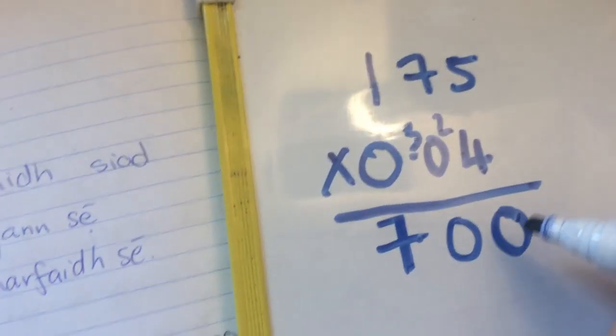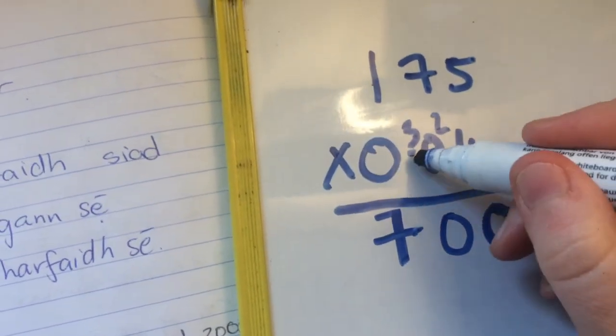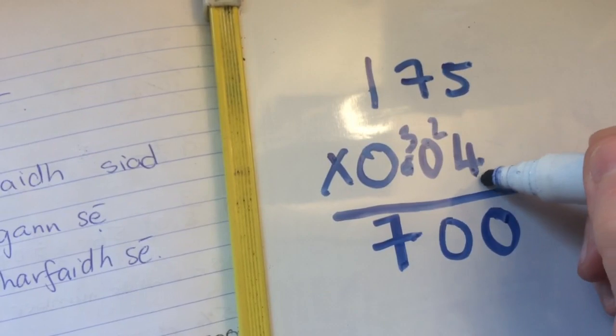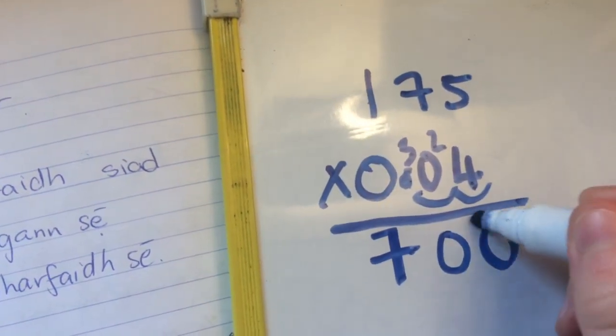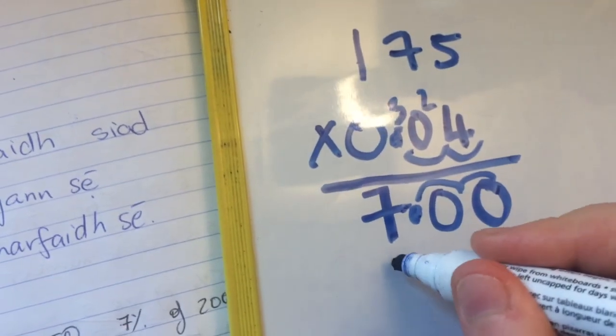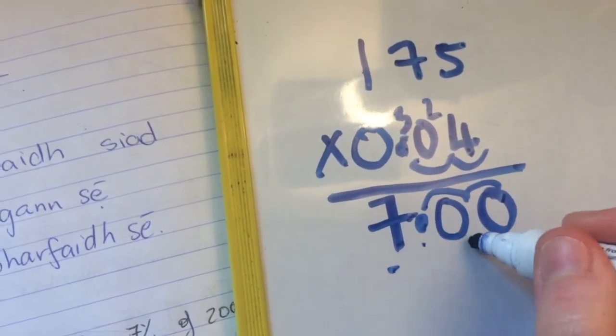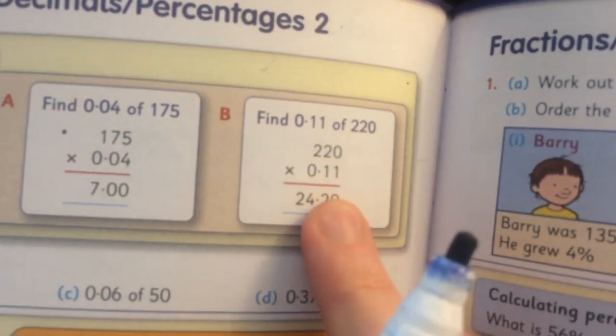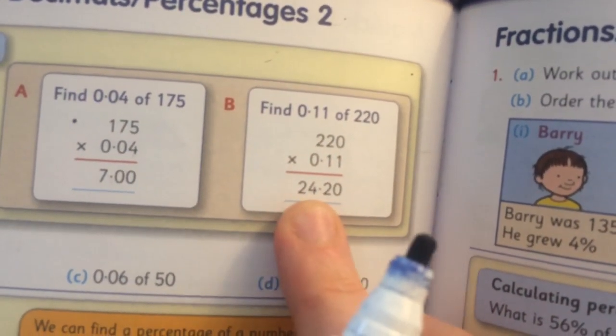Okay. So the answer isn't 700. It's really important you see how many decimal places there is. 1, 2. So you go in 1, 2 here and you put it in the same place in your answer. So your answer is actually 7 because it's 7.00. All right. Same goes with this one here. You multiply it out and you get that answer in the end as well.